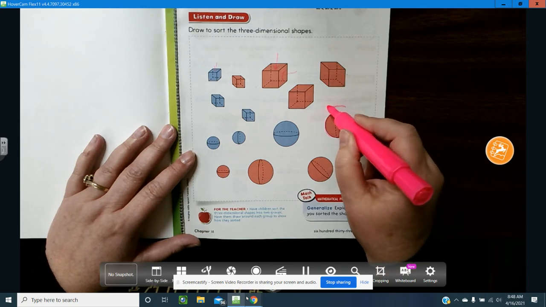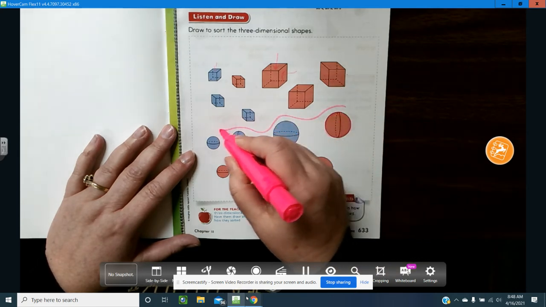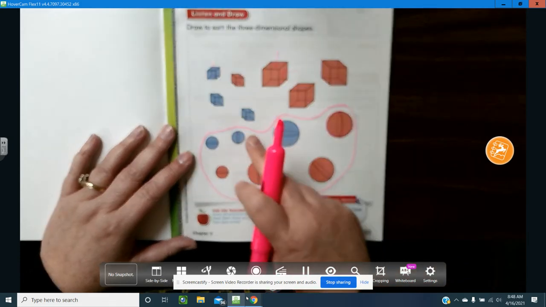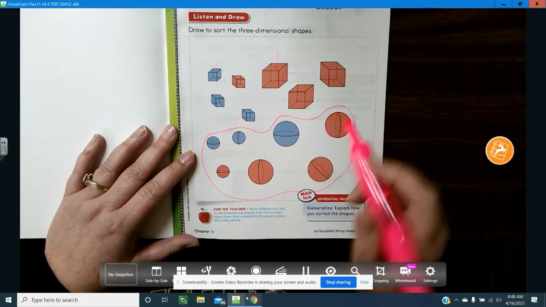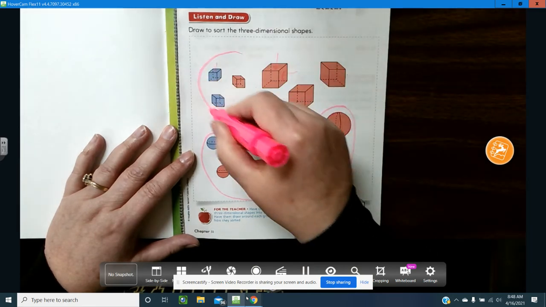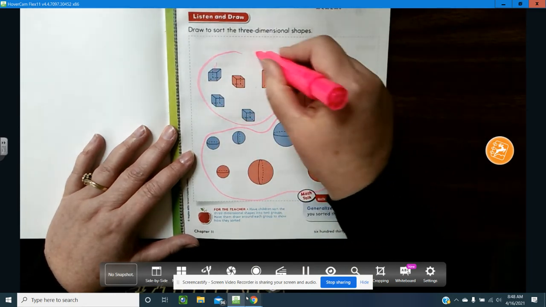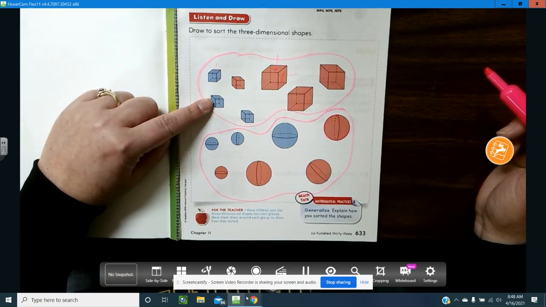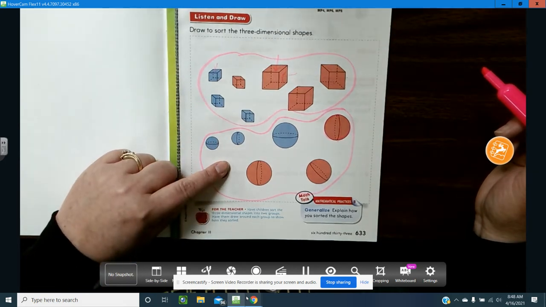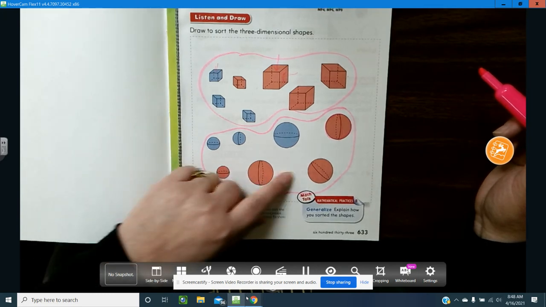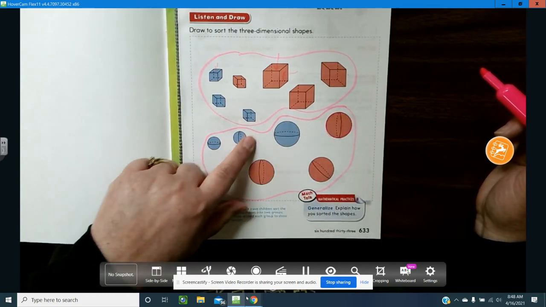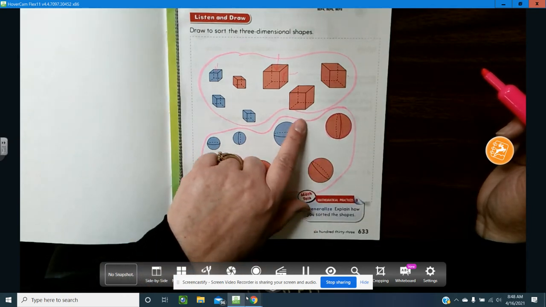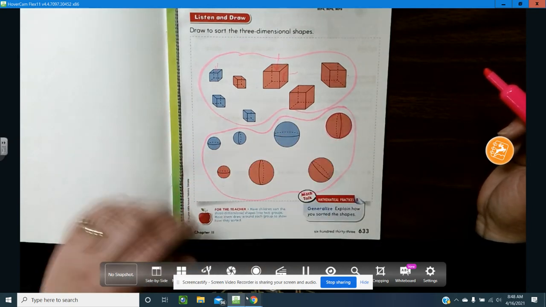I'm going to circle all of the balls. Those are going to be the curved sides. They all have curved sides. I'm going to then circle all of the cubes. So we put them in two groups. Groups of cubes that have flat sides and groups of circles that are all curved. See that? How they're all curved all the way around.